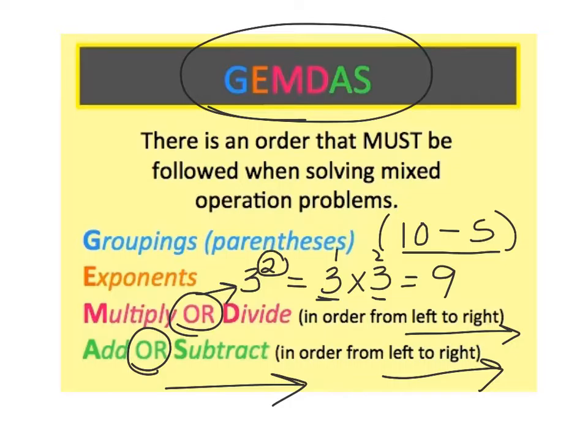So your first step is your G, or your groupings. Your second step is your exponents. Your third step is your multiplication or division. And your last step is your addition or subtraction.